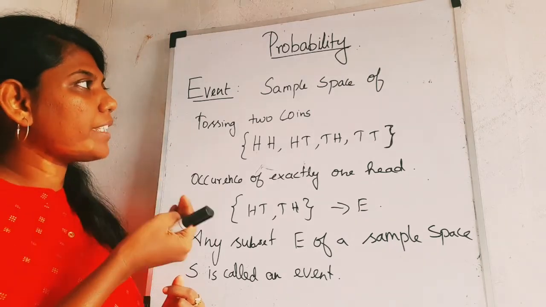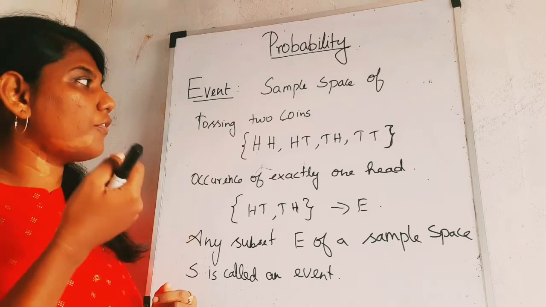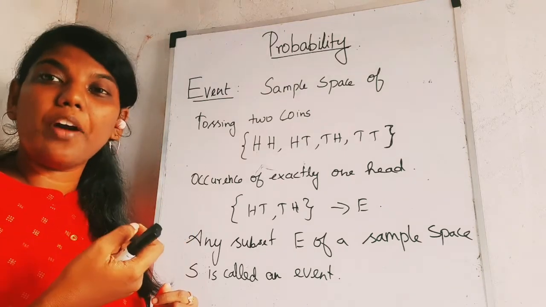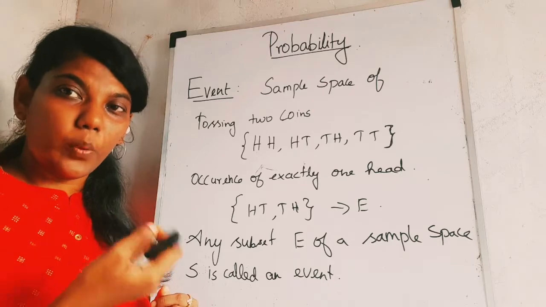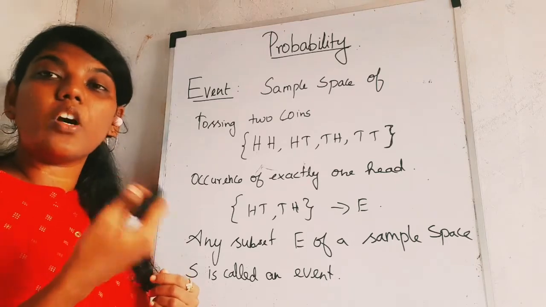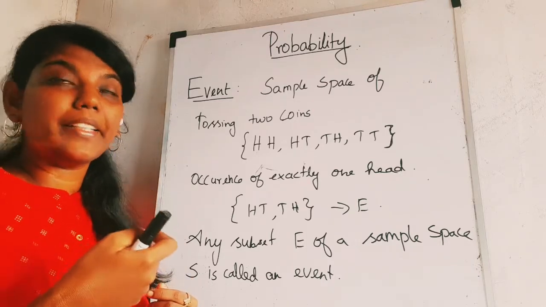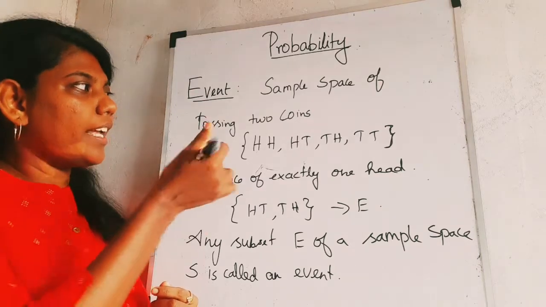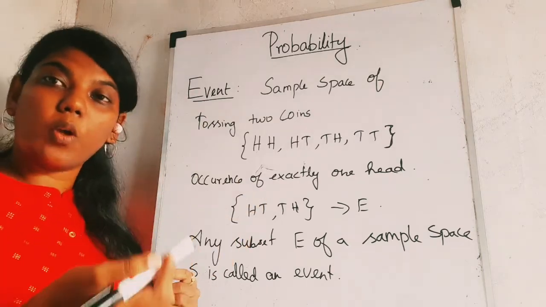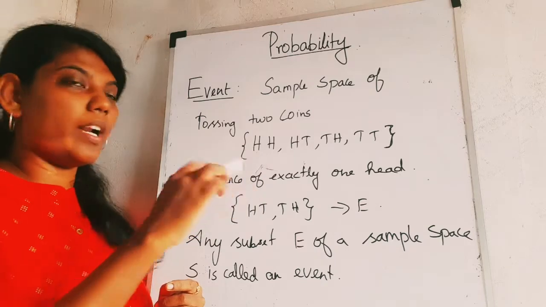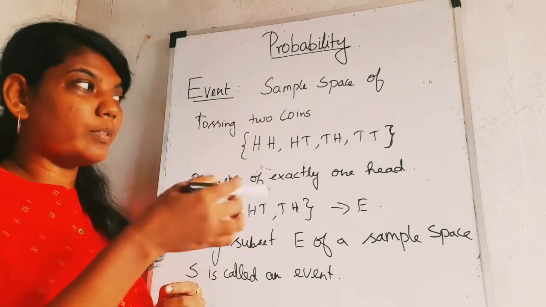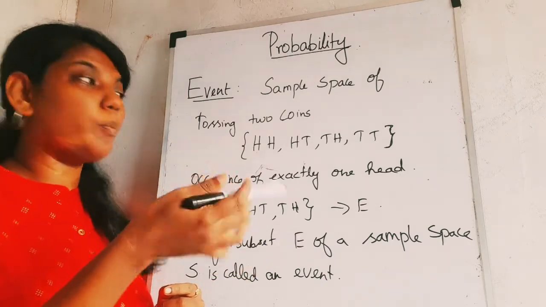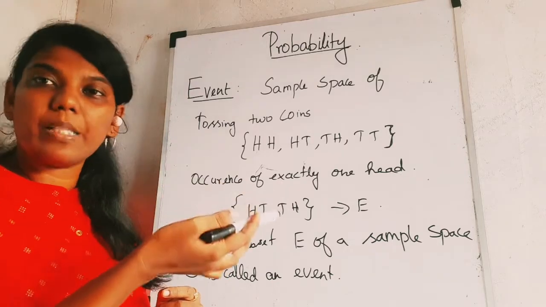I'm taking a sample space of tossing two coins. One coin means it's head and tail alone. But when you toss two coins, what will the sample space be? One is head and another is head, one is head and another is tail, one is tail and another is head, or both will be tail. So these are the sample space we will get.